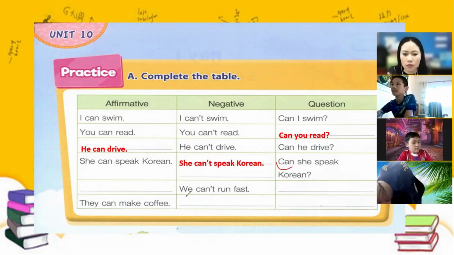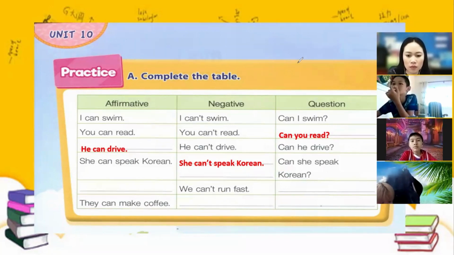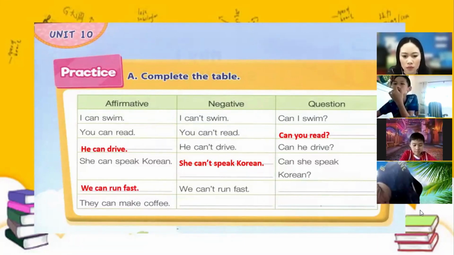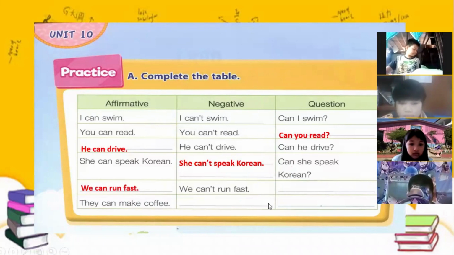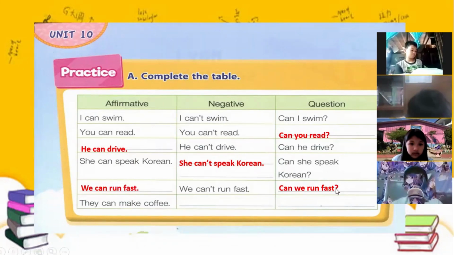Now, we have another sentence, a negative sentence. We can't run fast. So as you can see here, running fast is also an ability, right? So can't means negative. So what will be the affirmative sentence? He can run fast. Very good. He can run fast. And how about the question? The question sentence will be the same. Can we run fast? Very good. And in the end, we are going to write a question sign, a question mark.